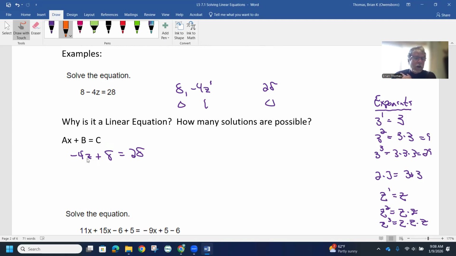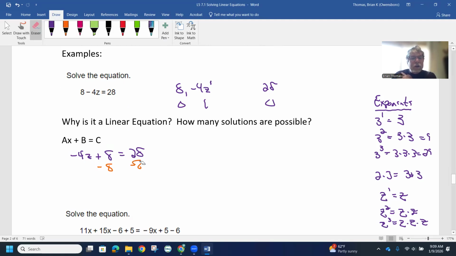So really now, we're just trying to start to move things around. The next thing is we want to get this number away from the variable side. To get rid of an 8, we have to subtract an 8 on both sides because that will turn into a 0.